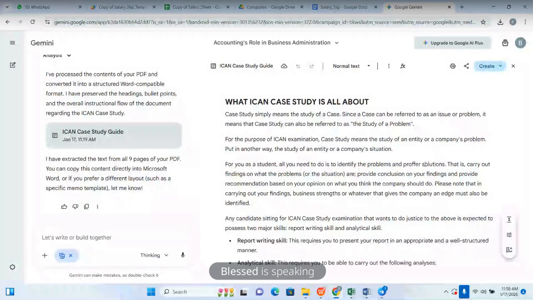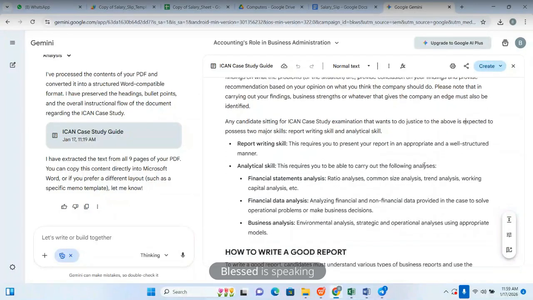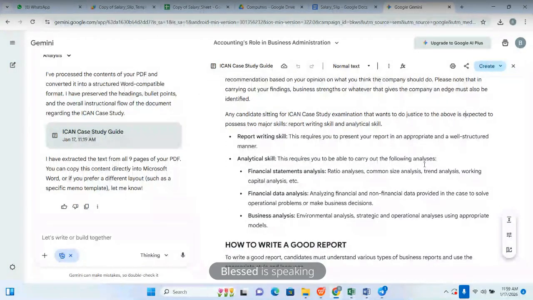Provide a conclusion on your findings and a recommendation, based on your opinion, on what you think the company should do. Please note that in carrying out your findings, business strengths, or whatever gives the company an edge, must also be identified. Any candidate sitting for the ICAN case study examination who wants to do justice to the above is expected to possess two major skills.